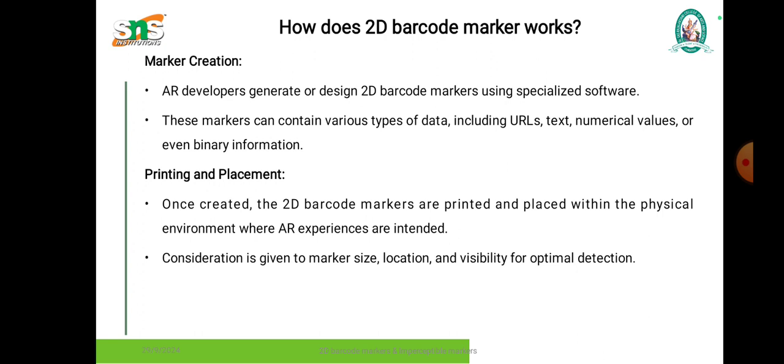And the second step is printing and placement. Once created, the 2D barcode markers are printed and placed within a physical environment where the AR experience is intended. Consideration is given to the marker size, location and visibility for optimal detection.